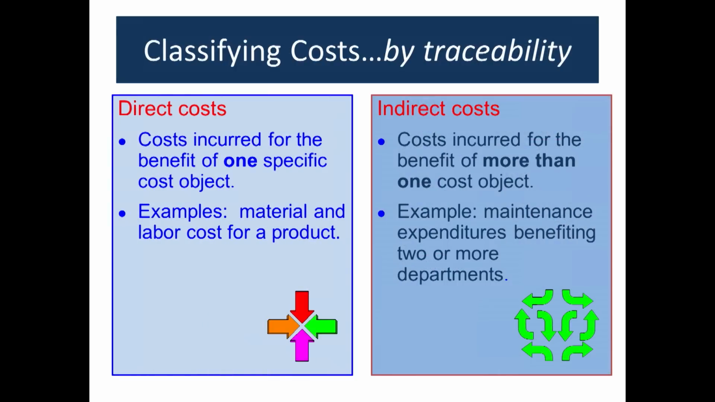Let's talk about a different way to classify costs. Let's say I classified costs by traceability, and we talk about direct costs versus indirect costs. Direct costs are costs incurred for the benefit of one specific cost object, whereas indirect costs are incurred for the benefit of more than one cost object.